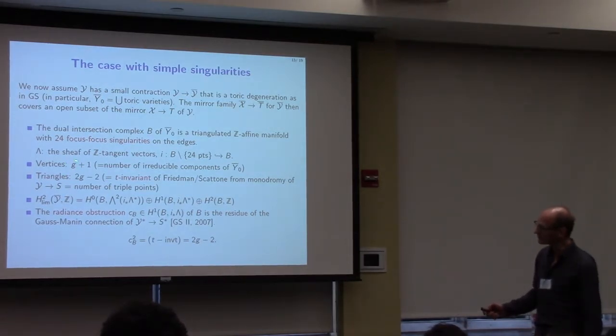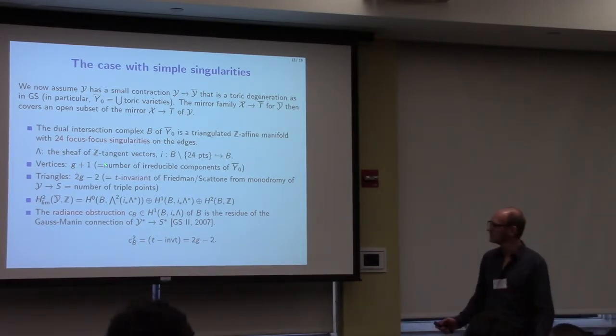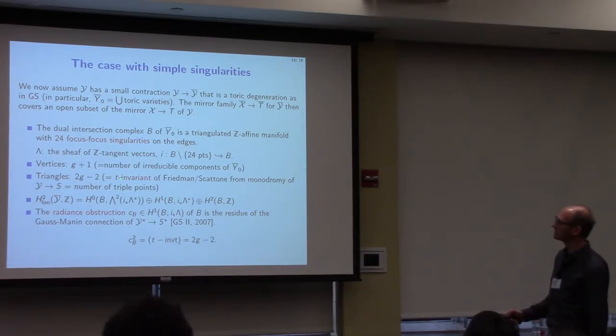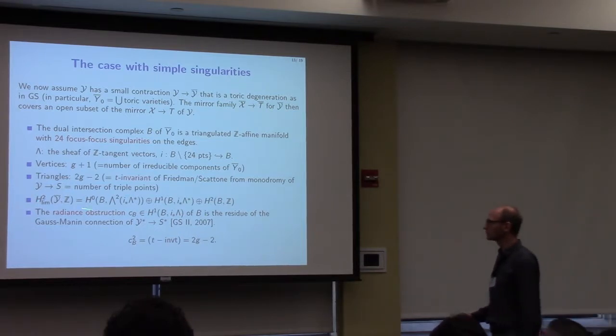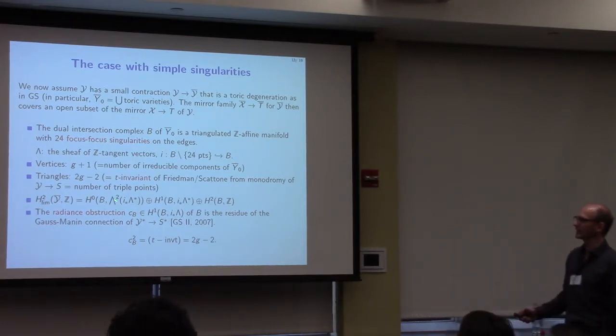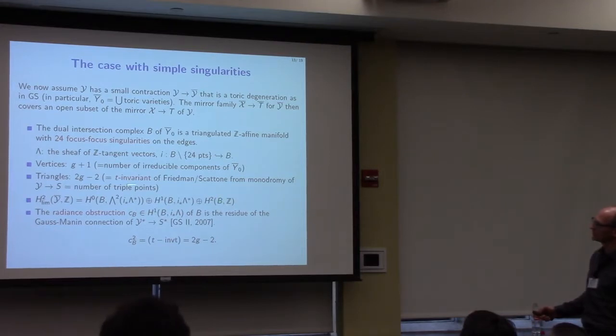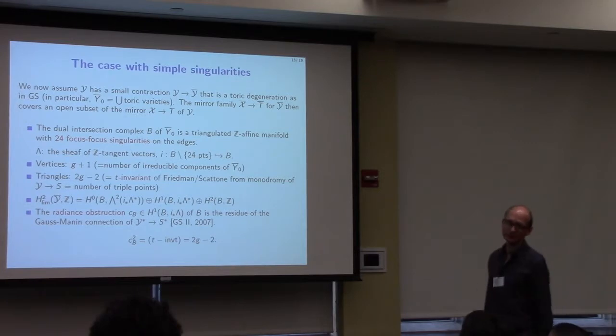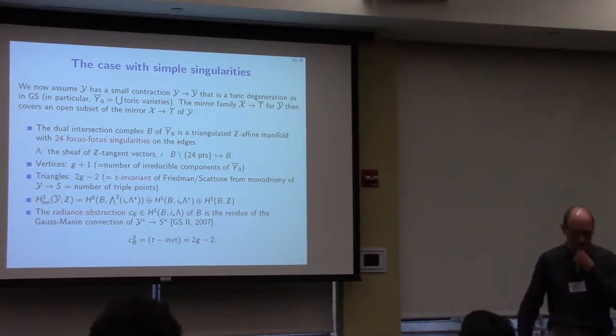We always have the same number, the number of vertices, the number of irreducible components of Y0 bar, is g plus 1. It only depends on the degree. And the number of triangles is also fixed, that's the t invariant of Friedman-Scattoni, t for triple points, so the number of triple points, and they are also fixed at 2g minus 2. And then Mark and I proved already in 2007 that we can identify the limiting mixed Hodge structure in terms of affine geometry. So these two things, this is like H^{2,0} and H^{0,2}, that's rank 1, and then we have some interesting piece in the middle, H^1 of lambda star, which has rank 20.